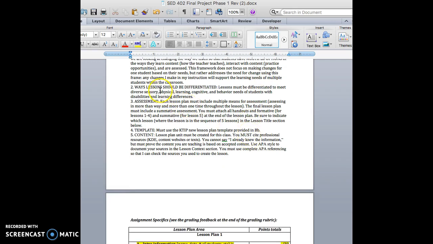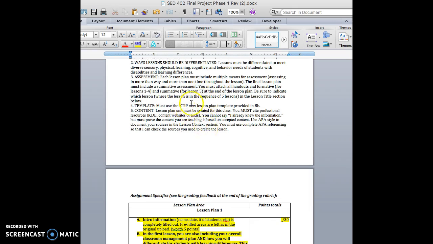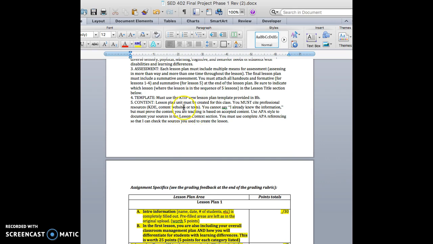The grading is going to really focus on how those lessons are differentiated, and if you're meeting those really diverse sensory, physical, learning, cognitive, and behavior needs. And know that you're going to need assessments for each of your lessons. You'll need at least 4 formative assessments and 1 summative assessment, and you'll need to attach those assessments to your lessons. We're going to be using the new KTIP lesson plan format, which I will have for you in Blackboard.